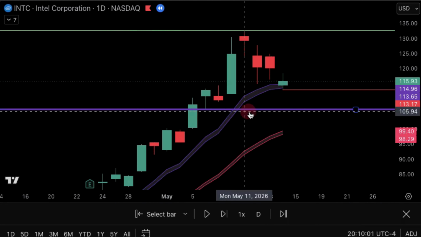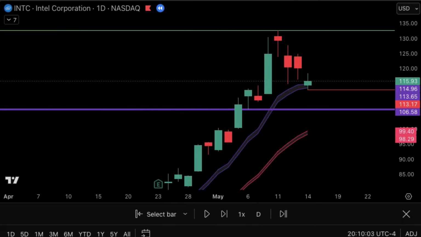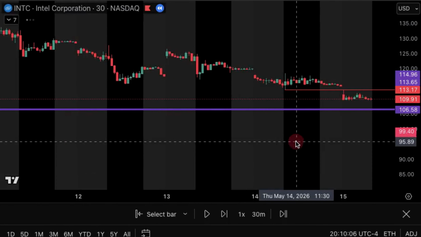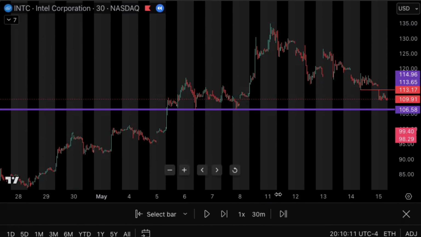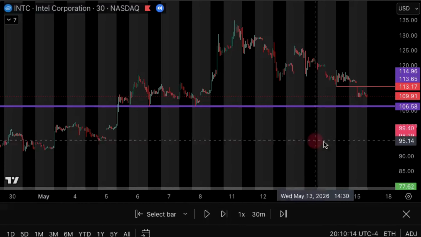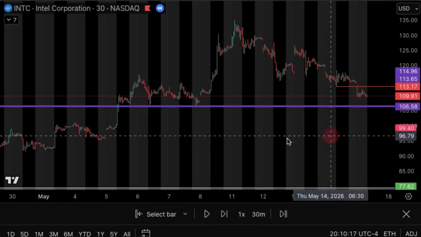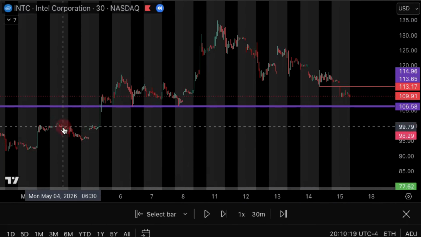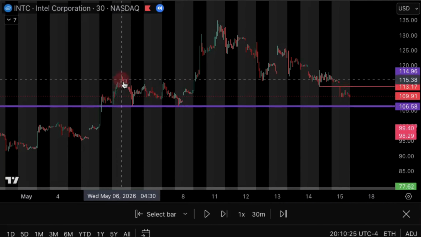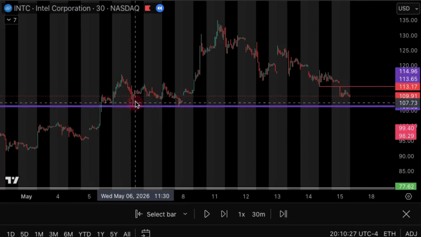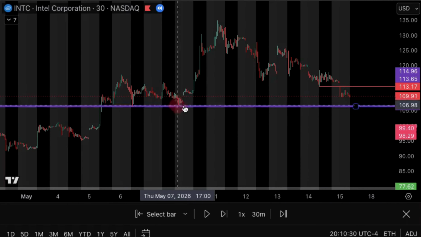This purple line here, before I go any further, let's go down to the 30 minute. Let me turn off these levels for now, just to get rid of some of the noise. This purple level is around 106, which as you can see, that was broken through and then came back and we touched 106, once, twice, kind of close to it, 3 times.